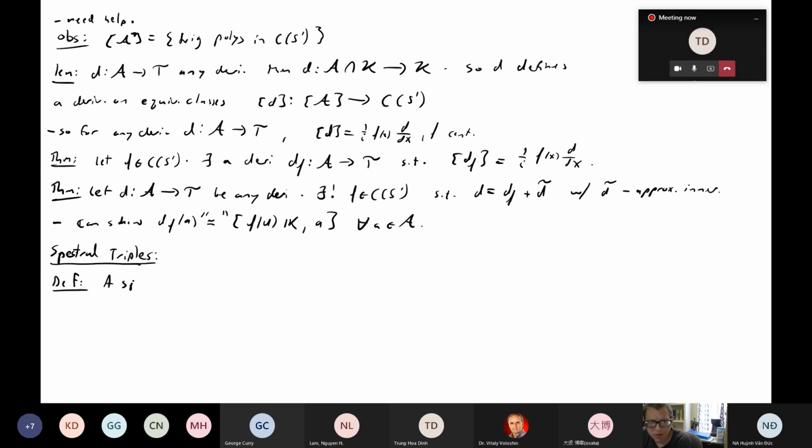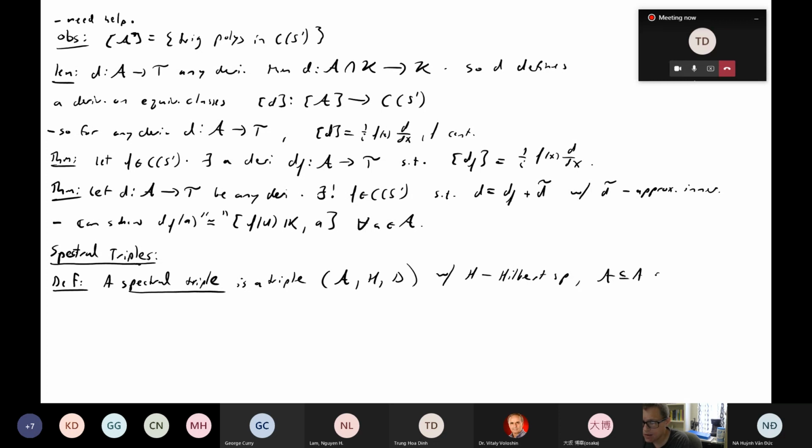a spectral triple is a triple, script A, so not the same script A here or anything like that, H and a D, so new symbols. H is a Hilbert space. Script A is a dense subalgebra.